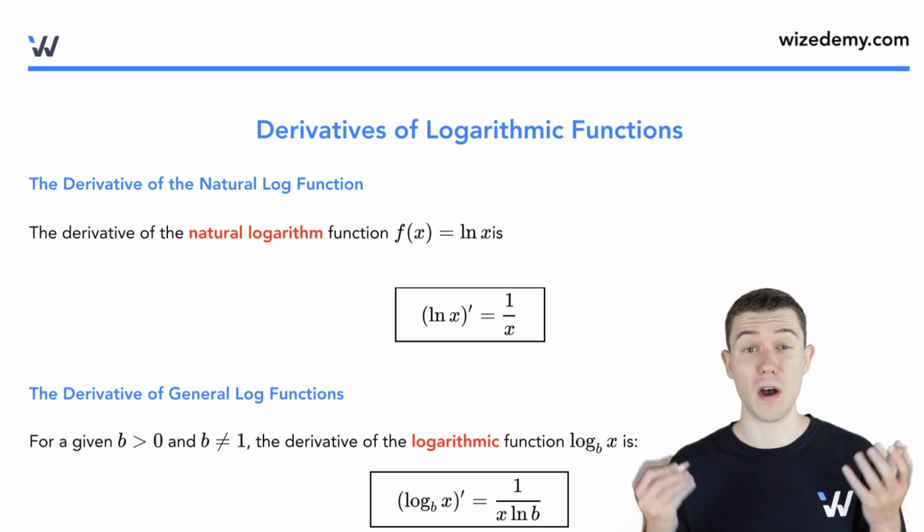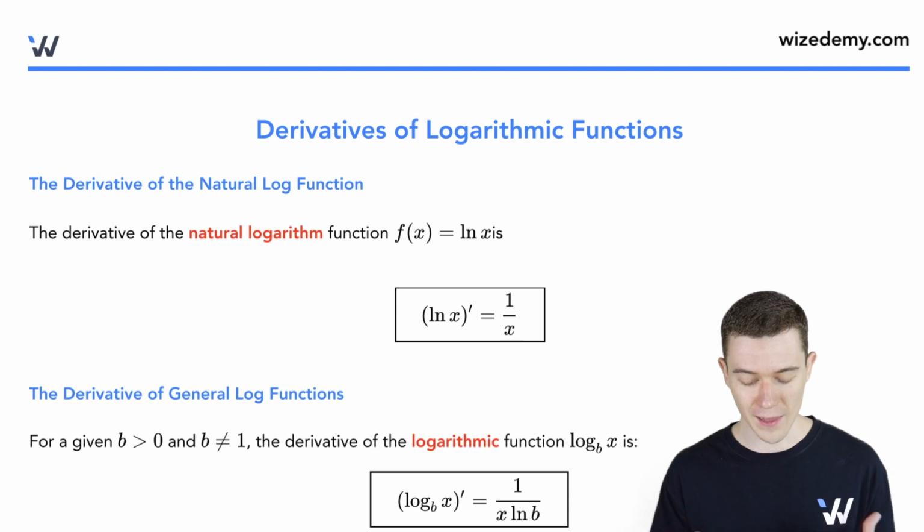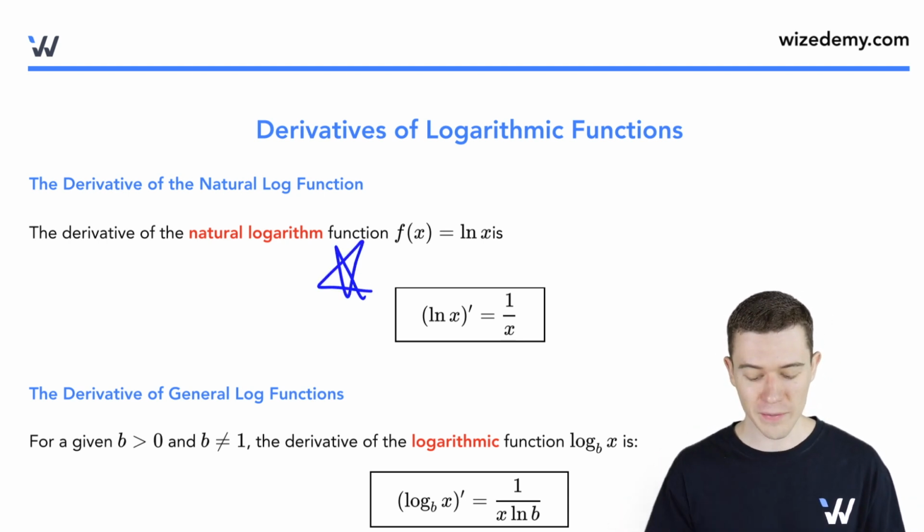Here's how to take the derivative of logarithm functions. The derivative of the natural logarithm ln of x is simply 1 over x. How nice is that? The derivative of ln x is 1 over x.